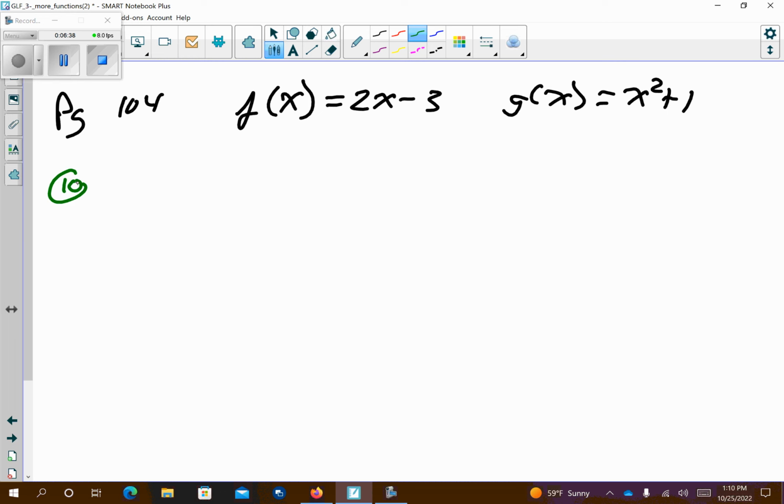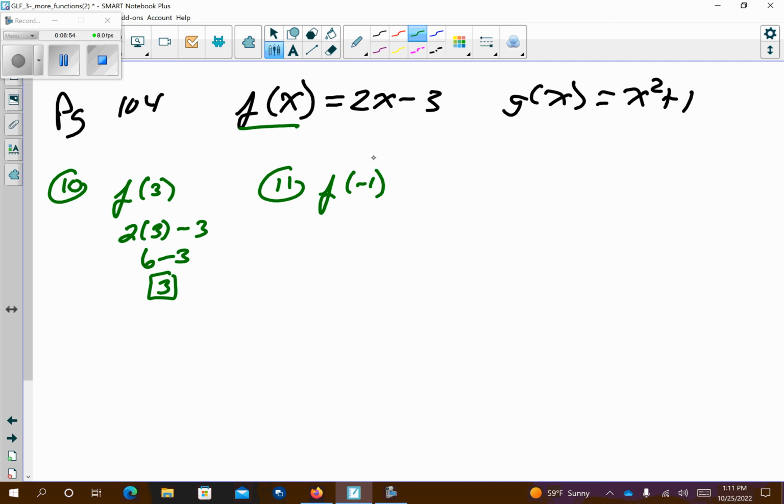Problem number 10, they want f at 3. So that means I'm going to use this equation. So I'm going to go 2 times 3 minus 3. So 6 minus 3 because 2 times 3 is 6. Gives me an answer of 3. Problem number 11, I want f at negative 1. So I'm still going to use the same equation. I'm going to plug negative 1 in for x and do the math. 2 times negative 1 is negative 2, minus 3 is negative 5.